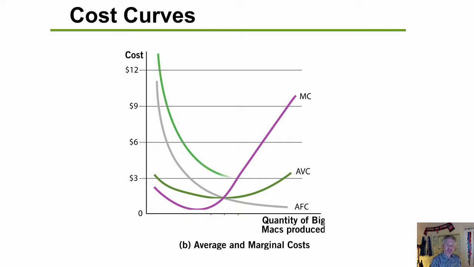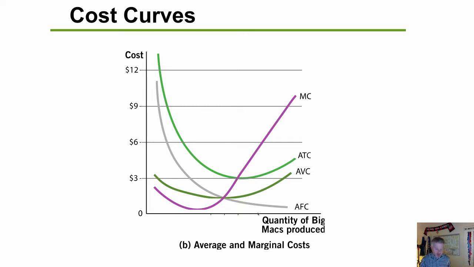And then the last one is the average total cost. And this one's going to be key for us. What we're going to say is that the efficient point for firms to produce is the quantity where average total cost equals marginal cost. Marginal cost always crosses average total cost at its minimum point. So that's what we're trying to find: where is average total cost minimized.